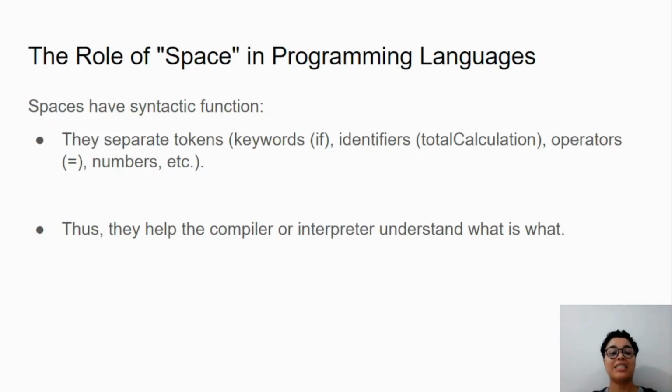Spaces have syntactic functions. They separate tokens like keywords, as an example, if; identifiers like total calculation. We can name some variable as total calculation, and operators like equal, numbers, and etc. Thus, they help the compiler or interpreter understand what is what.